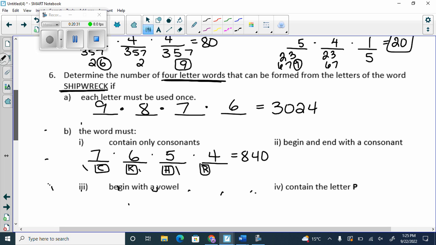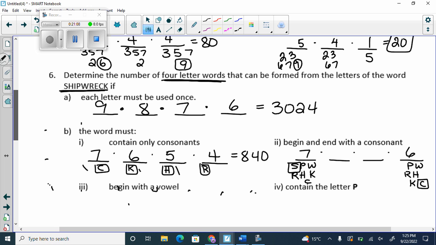The next one says it has to begin and end with a consonant. Does that mean the whole word can only be consonants? No, it needs to begin and end with a consonant. So these are my consonants. They're floating over here. So I can have S, P, W, R, H, K, and C. So how many options do I have for this first one? 7. And then I would leave one there, like the S, right? So then I'm going to end with 6 options, P, W, R, H, K, and C. Say I hold the C.